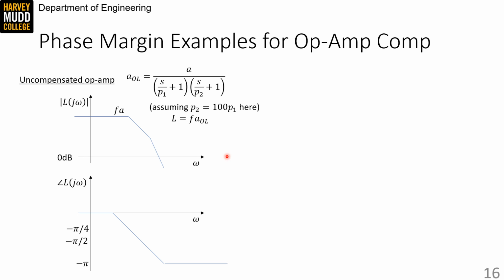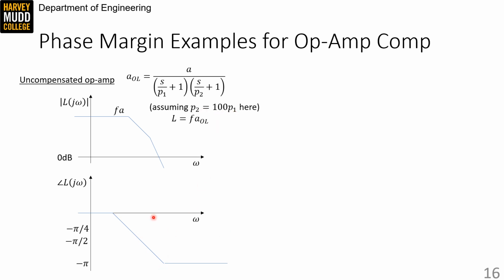The phase plot will decrease continuously from 0 to minus pi over 4 decades, because the poles are separated by a factor of 100. The first pole is here, and we decrease by pi over 4 in the first decade, and another pi over 4 in the second. And the second pole is here, we decrease by pi over 4 in its first decade, and another pi over 4 in the second. So, a straight line from 0 to minus pi because of this pole separation.